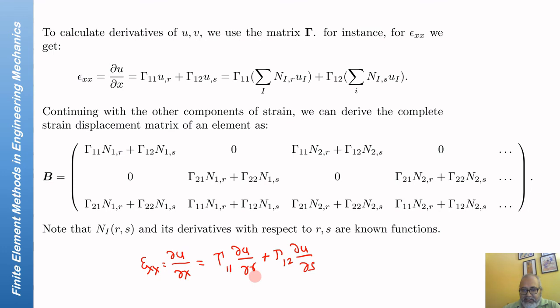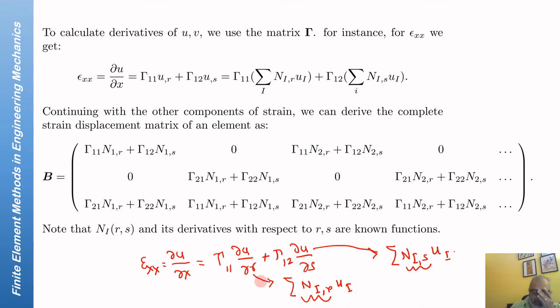And this, remember, is given by Ni comma r ui, and this would be given in terms of Ni comma s ui. Ni comma s and Ni comma r are the derivatives of the shape function with respect to r and s, which can easily be calculated because the shape functions are known in terms of r and s. So this quantity and this quantity can be easily calculated.